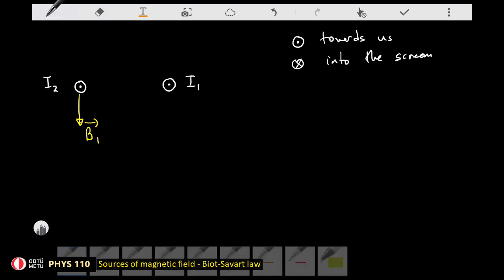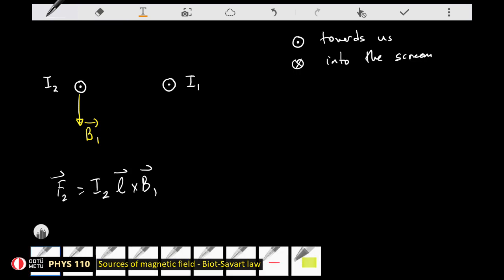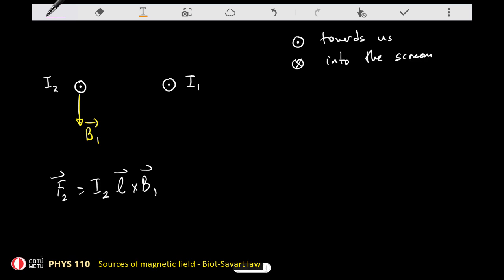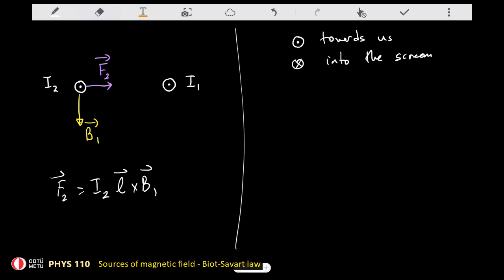The force is still, F2 is equal to I2 times L cross B1. So the length vector is now pointing towards us. The current is positive along that direction. So length cross the magnetic field is going to produce a force which is pointing towards the other one. So that's going to be F2. Right, that's for this case. Let me erase everything in here. I'm going to draw a new picture now.